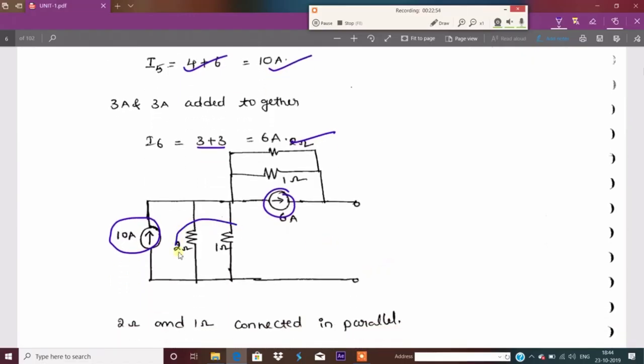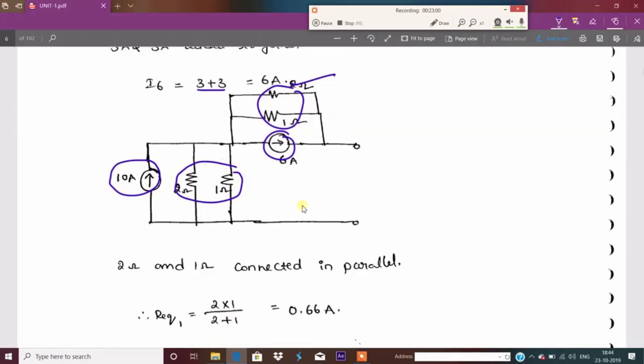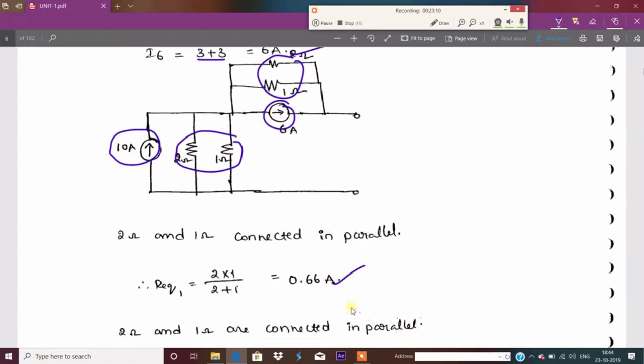Now you got the idea. These two are connected in parallel, these two are connected in parallel. So by using the parallel resistance formula, R equivalent is equal to R1 into R2 by R1 plus R2. That is 2 into 1 by 2 plus 1, that is 0.66 ohms.